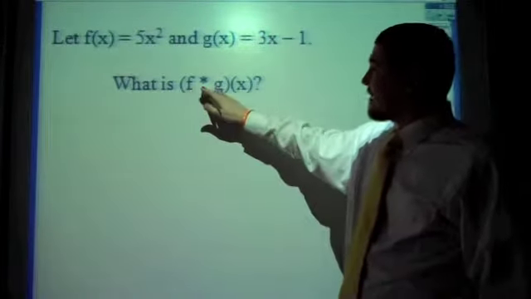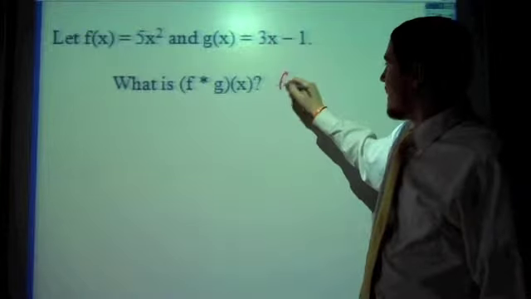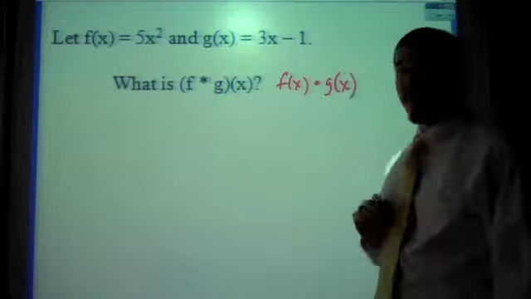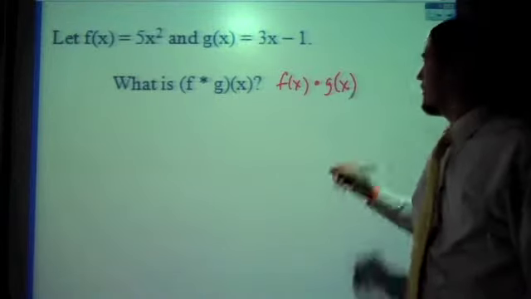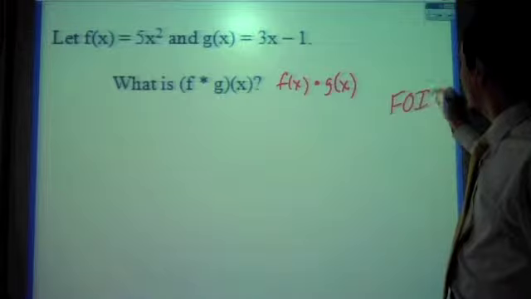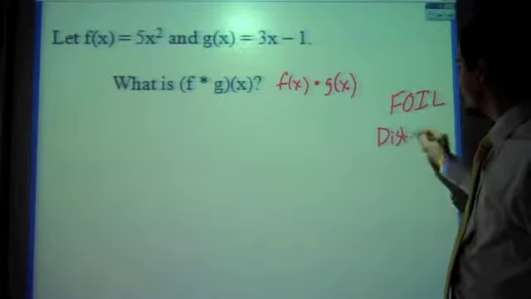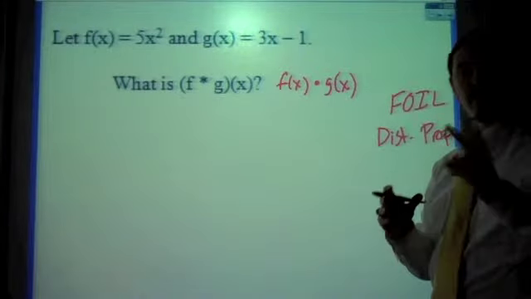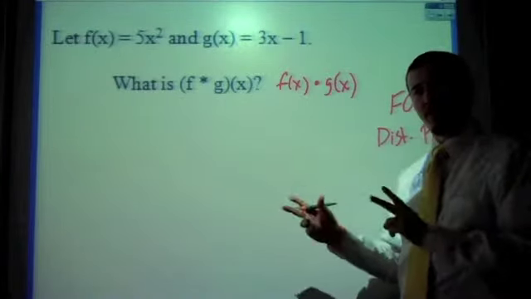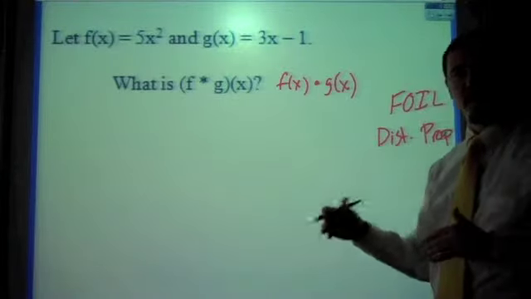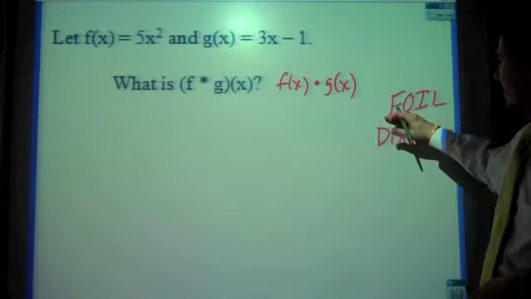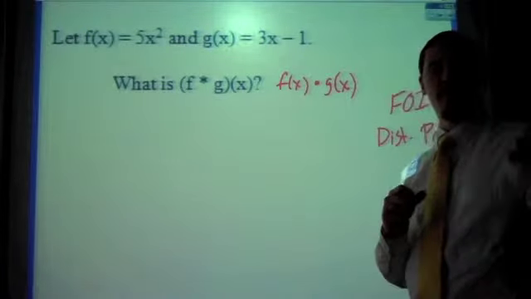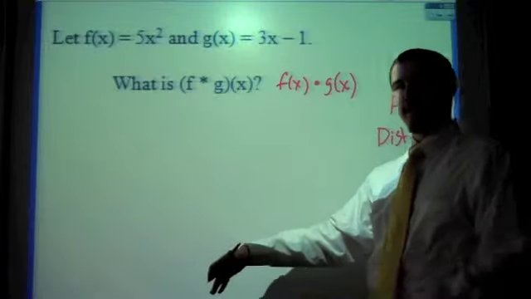So here we have f times g of x, which again is the same thing as f of x times g of x. And if you remember, we talked about this on Thursday, I believe it was, when we used FOIL, or we used the distributive property. Those are what we're going to be using here when we're multiplying. So if we have a binomial, which is 2 terms, times another binomial, which is 2 terms, then we would use FOIL: first, outer, inner, last. If we don't have a binomial times a binomial, then we're going to use the distributive property. And if you remember, the distributive property says that I take all of the numbers from the first one and multiply it times all of the numbers from the second one.